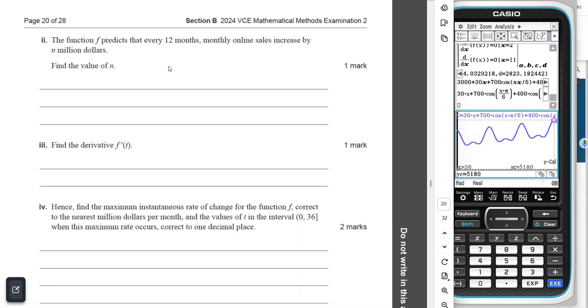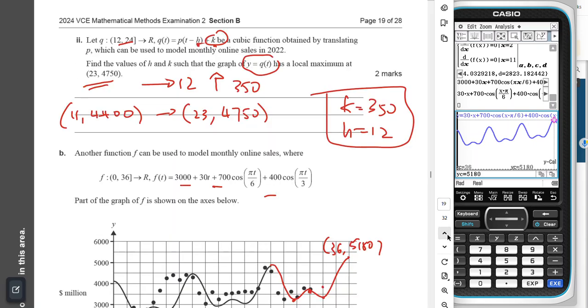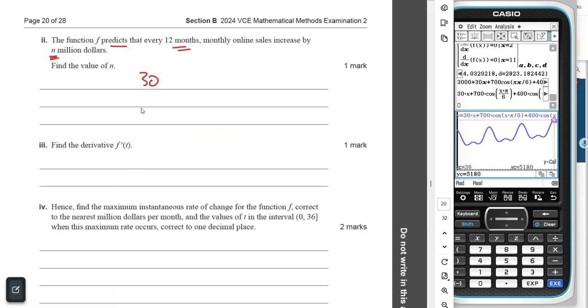The function f predicts that every 12 months the monthly sales increase by n millions of dollars. Find the value of n. So that's a constant. This will go up and down, +1, -1. That will go up and down, +1, -1. Here is the thing that's going to increase definitely each year by an extra 30. As t goes up by 1, we get another 30. So the value of n is 30.